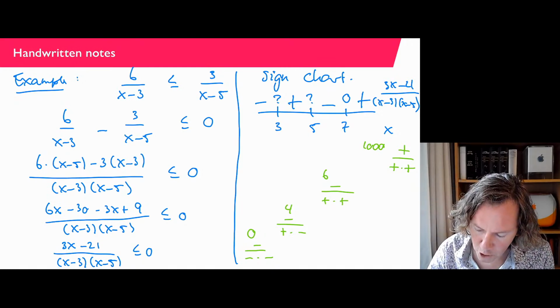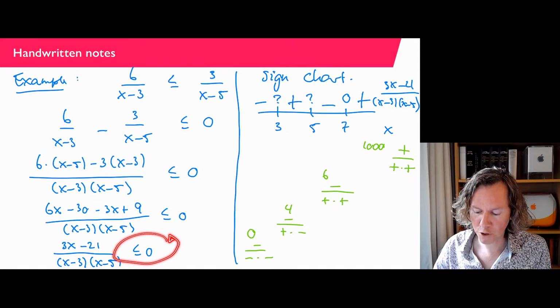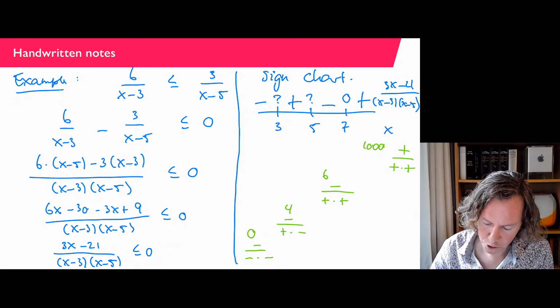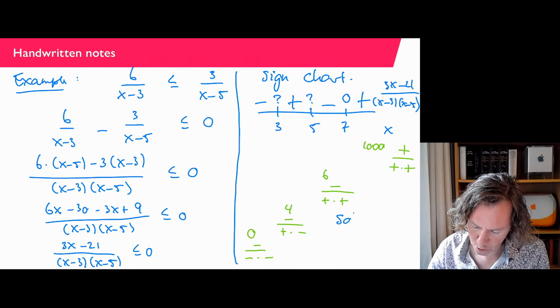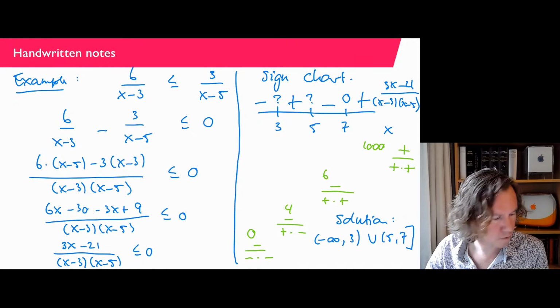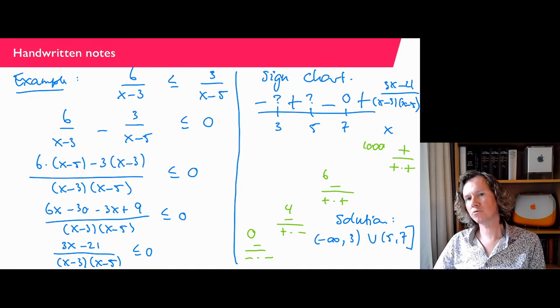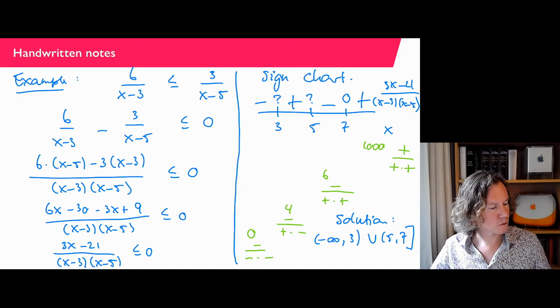So finally, read off the solution. What did we need? The original question was less or equal 0. So if you now look at the sign chart, we see that the solution is minus infinity, comma 3, union with 5, 7, and 7 is included, because at 7 it is 0. So that's how to do these types of questions.